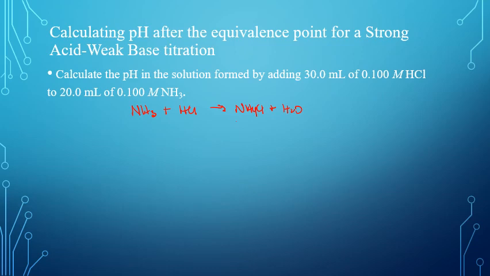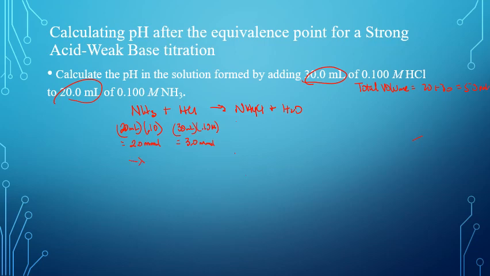Notice though, again, for this I have the 20 milliliters times the 0.10 molar. So that's going to give me 2.0 millimoles of the NH3. I have 30 milliliters times the 0.10 molar, and so I'm going to have 3.0 millimoles now for the HCl. The total volume for my solution, I have 20 plus 30, so I have a grand total of 50 milliliters.